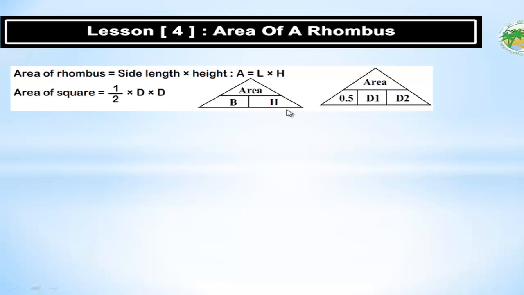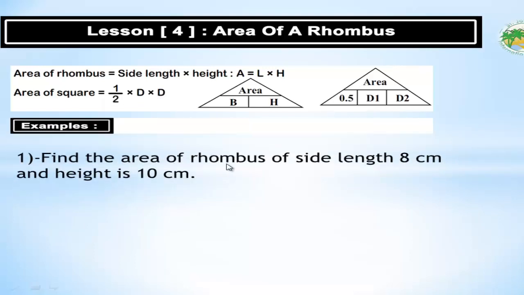Take care before you start answering a question about a rhombus, because we have two rules according to the dimensions in your question. Remember, the area of a square equals half times D times D. For example, find the area of a rhombus with side length 8 cm and height 10 cm. Please, just 20 seconds before you start answering, read the question and take care with your dimensions.